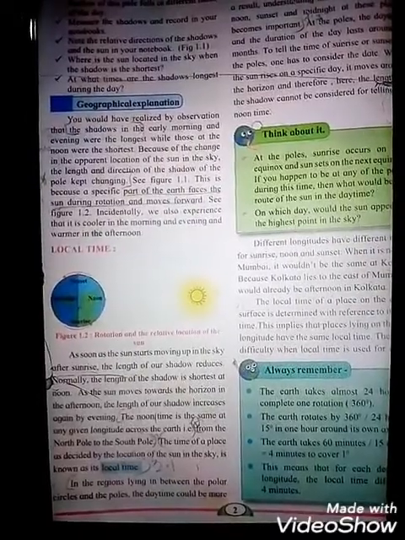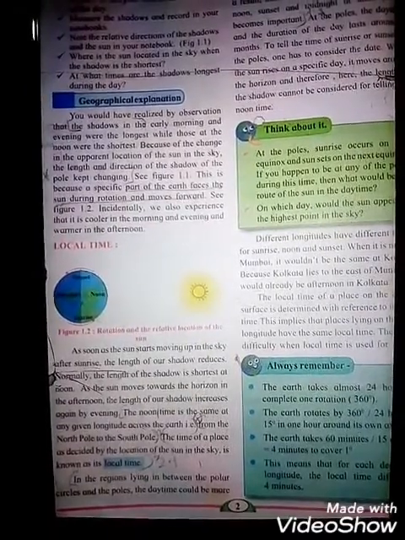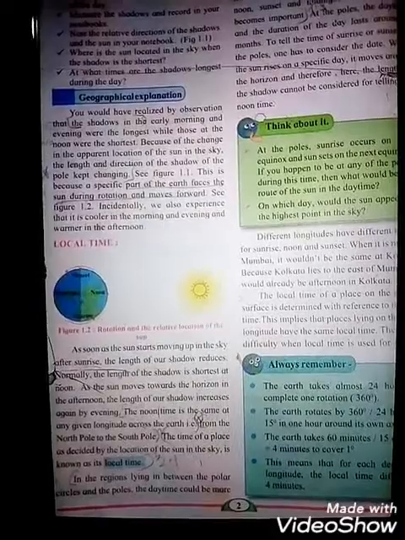As the sun moves toward the horizon, and what does horizon mean, students? The line at which the earth's surface and the sky appear to meet. And in the afternoon the length of our shadow increases. As the sun moves toward the horizon in the afternoon, the length of our shadow increases again by evening. What is important to understand is that in evening and morning time the shadow is longest compared to noon time.